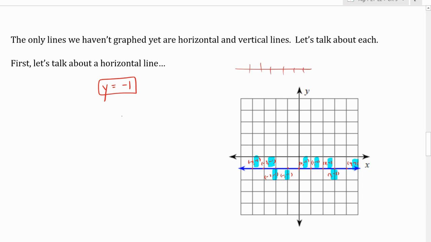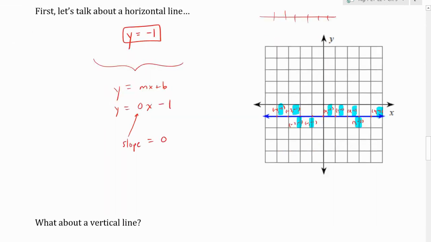So by what we've been saying, this could be written in the form... oh, sorry, I'm jumping the gun. y equals mx plus b. But here's the thing, there are no x's up here. So it's 0x, and then the y-intercept is -1. So it'd be 0x minus 1, which means the slope of a horizontal line is 0.